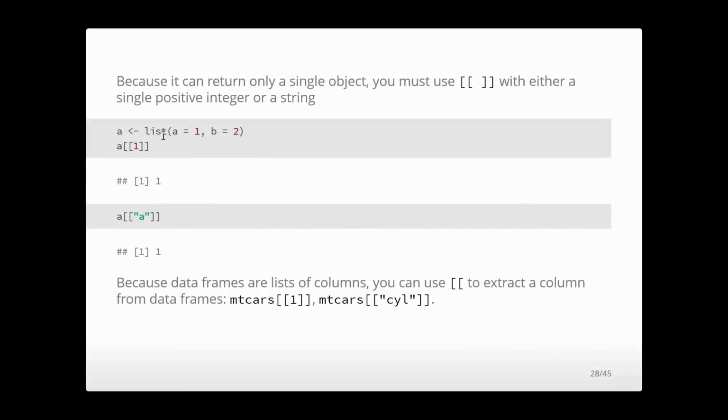Okay, so let's say you've got this as our list. If you ask for double bracket 1, it's going to simplify this. It's not going to return a list. It's going to return what's inside, which is 1, okay? And then you can also use characters to subset it that way, and that will work as well.